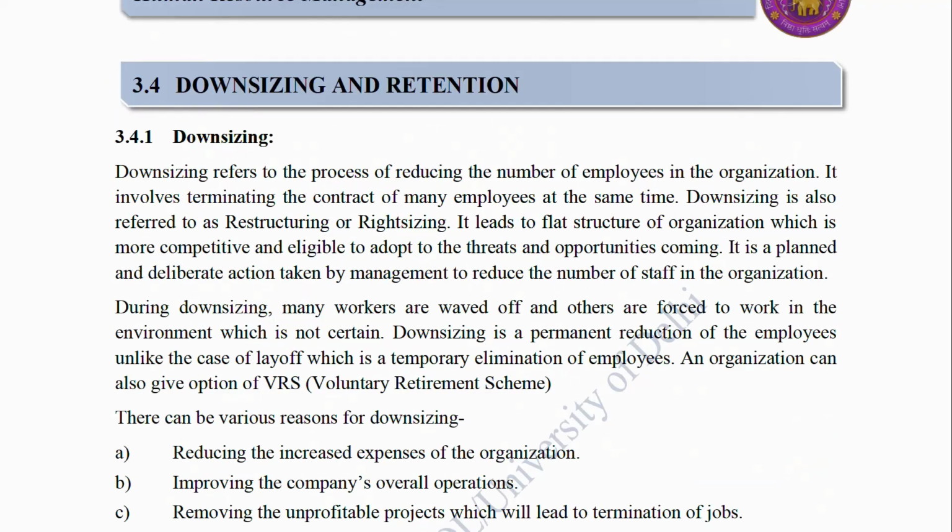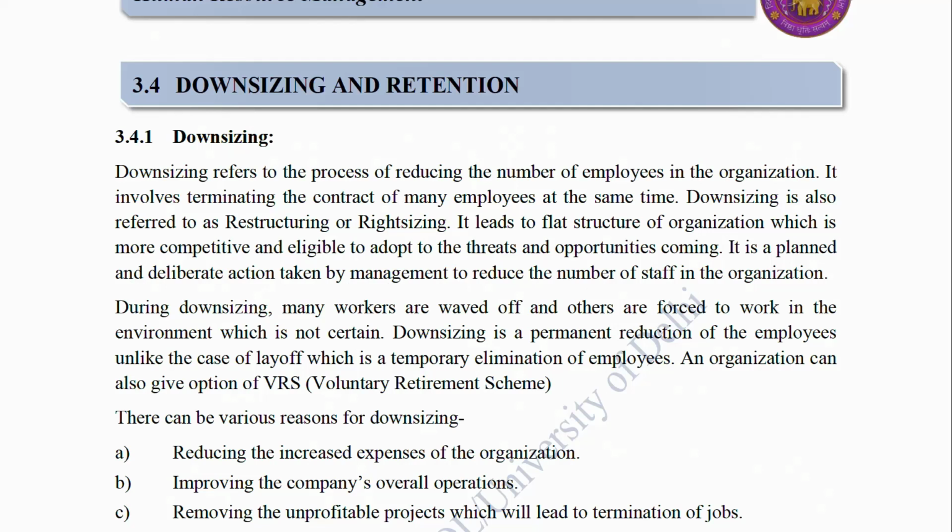3.4. Downsizing and retention. 3.4.1. Downsizing. Downsizing refers to the process of reducing the number of employees in the organization. It involves terminating the contract of many employees at the same time. Downsizing is also referred to as restructuring or right-sizing. It leads to a flat structure of organization, which is more competitive and able to adapt to the threats and opportunities coming. It is a planned and deliberate action taken by management to reduce the number of staff in the organization.